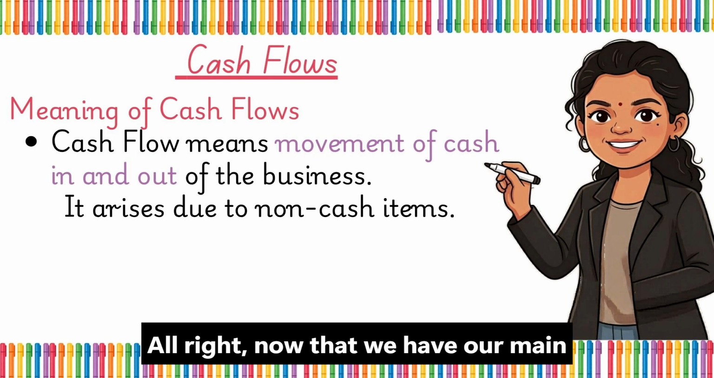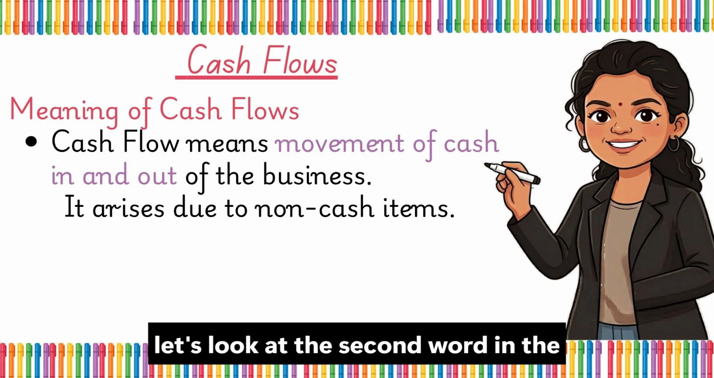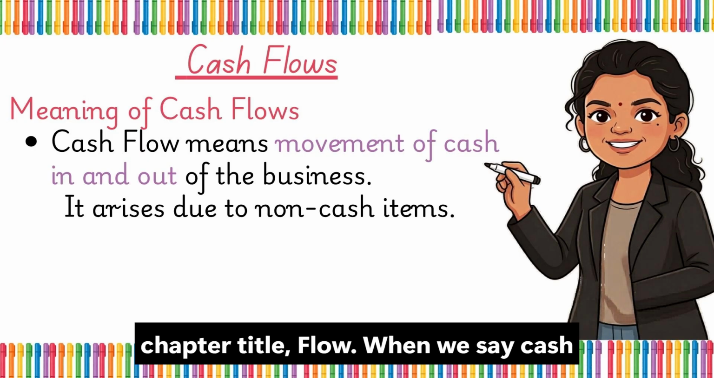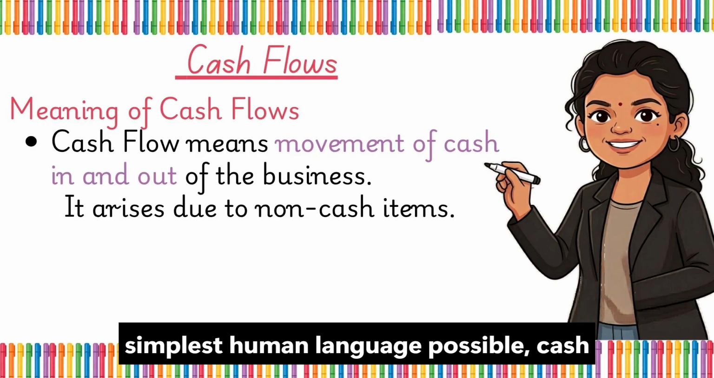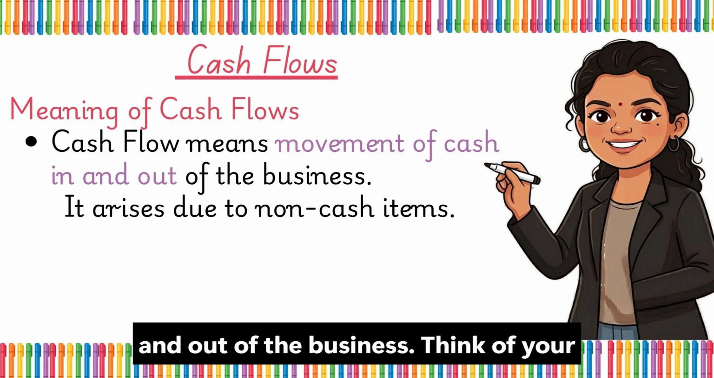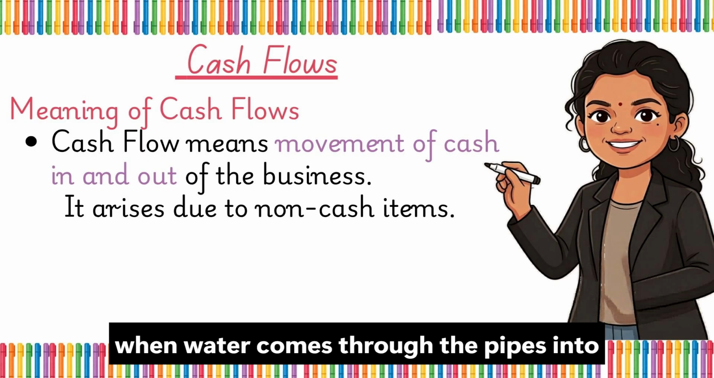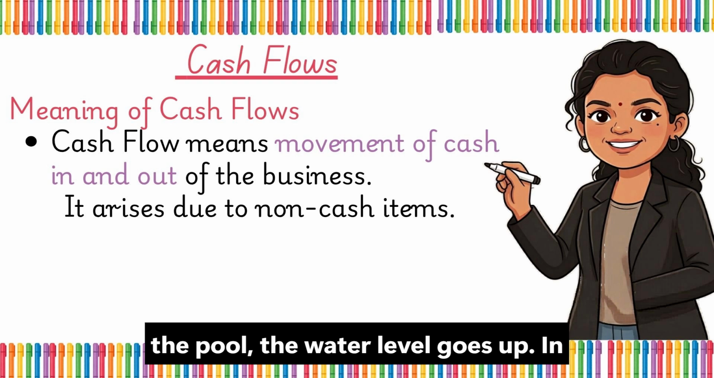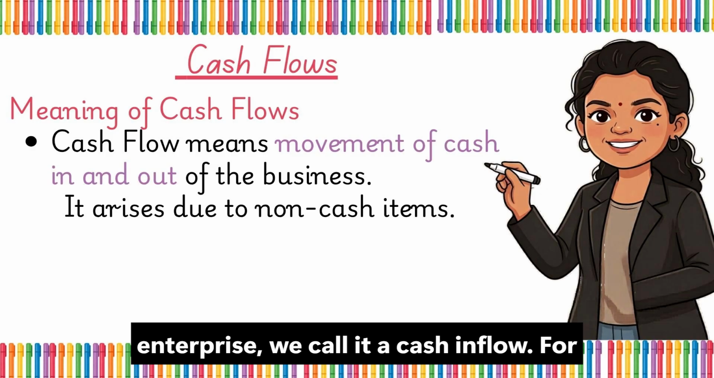Alright, now that we have our main character, cash, completely figured out, let's look at the second word in the chapter title, flow. When we say cash flow, what do we actually mean? In the simplest human language possible, cash flow just means the movement of cash in and out of the business. Think of your business like a local swimming pool. When water comes through the pipes into the pool, the water level goes up. In business, when cash comes into your enterprise, we call it a cash inflow.